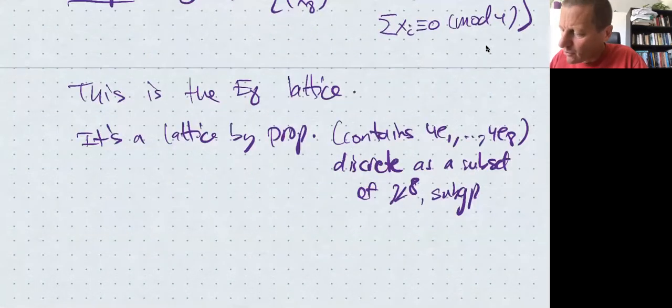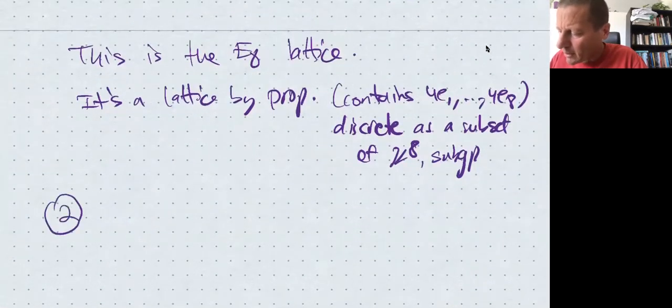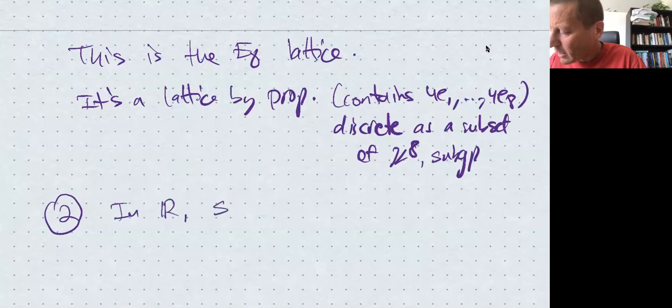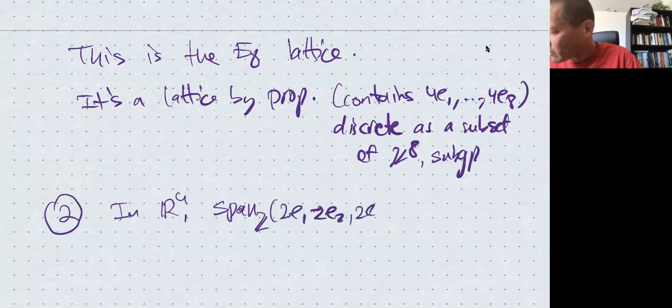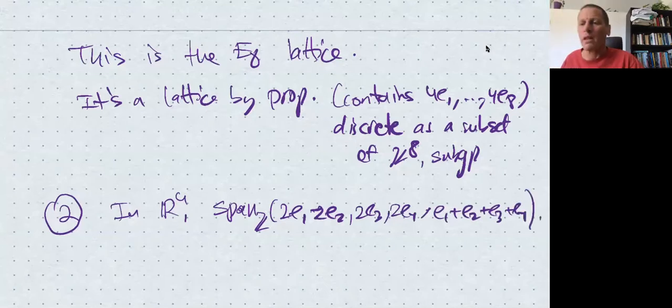Okay, the next example is sort of similar. Let's go to 4 dimensions. And let's look at the span over Z of the following 4 vectors: 2e1, 2e2, 2e3, 2e4, and the sum of these 4 vectors. So I have 5 vectors. It's not a priori what is a basis for this object, but I do know it's a lattice.